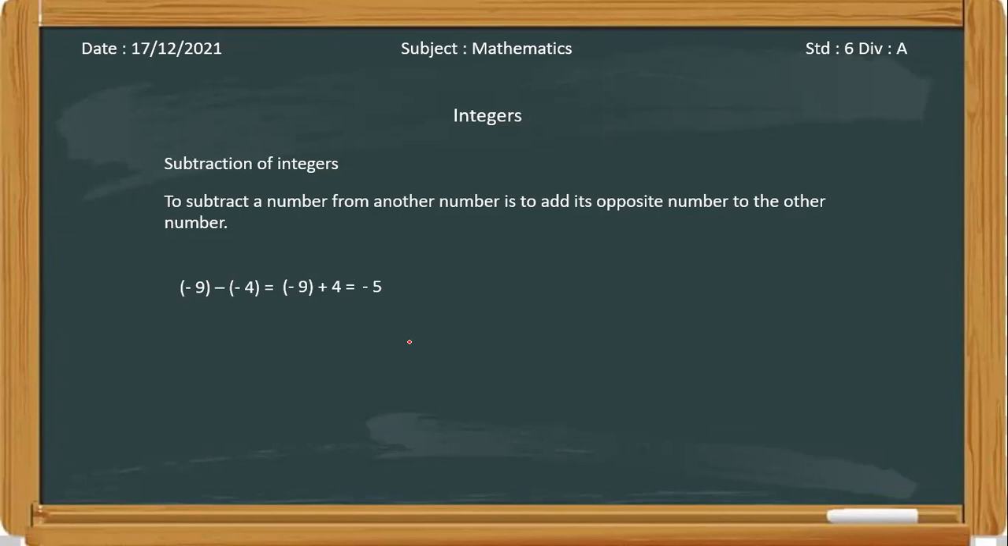The next sum will be 9 minus (-4). So the first number is positive. Ma'am, I have a doubt. Yes, ask. Ma'am, in the first one, we changed the minus because the 9 was with the minus sign. Yes, and we have written the opposite number here, right? So the sum is converted into an addition sum. That's why we have applied the addition rules here.